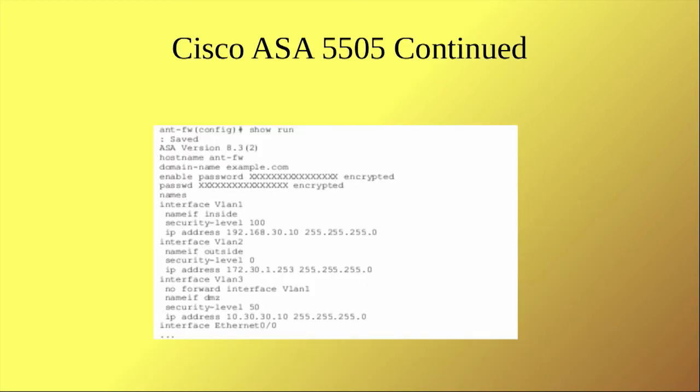Then it also shows the running configuration, so what all the VLANs are. You can see the inside network and the outside network, the IP address of the demilitarized zone, where this VLAN is connected, and all those things. So you see all these addresses.